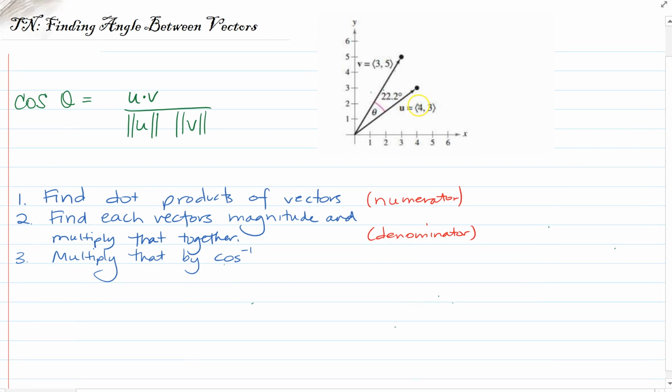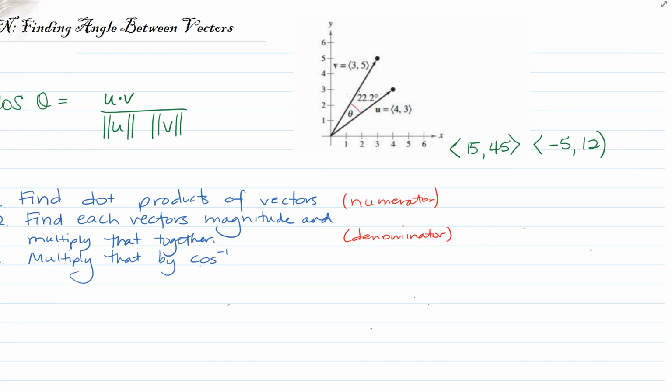Let's not do this one because they've already done it. Let me put another problem up here. Okay, so here we go. Here are our two vectors, and we're going to try to find the angle between them. So first, step one is find the dot product of the vectors. And that's going to give me the numerator.